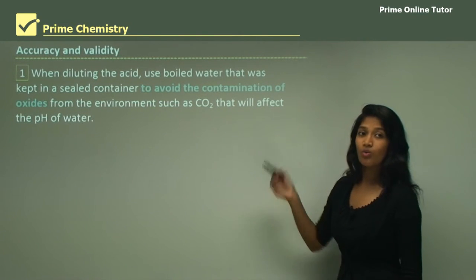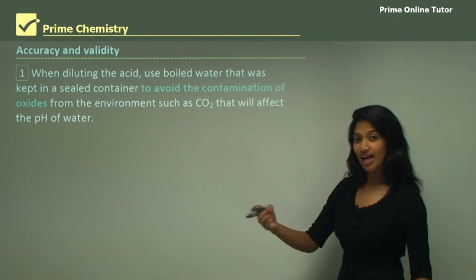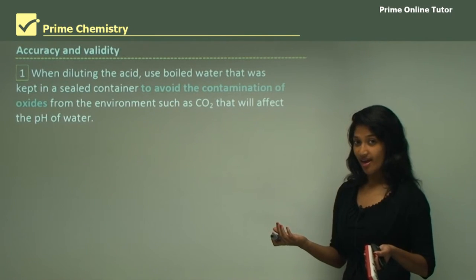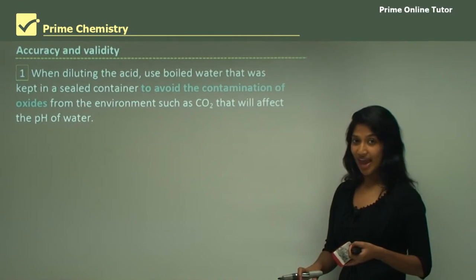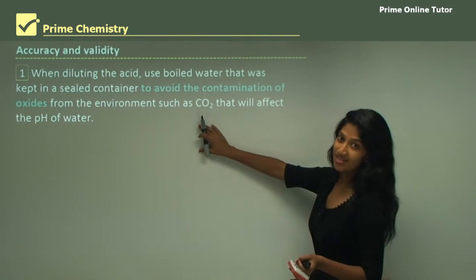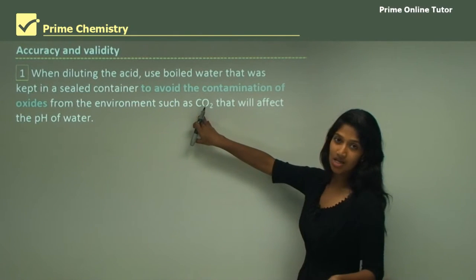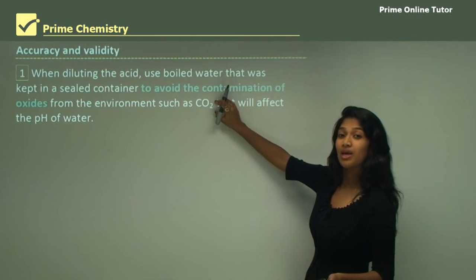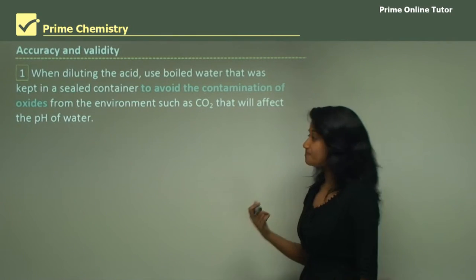In other words, what you have to be very careful is that sometimes water reacts with the carbon dioxide in the air. Now, when water reacts with carbon dioxide in the air, it forms carbonic acid. Carbonic acid being an acid, it would lower the pH of water. So it is always important when you're going to dilute the acid to use water that is in a sealed container away from any carbon dioxide or any other oxides in the atmosphere. So that way there won't be any contamination, and that way your results will be more valid.